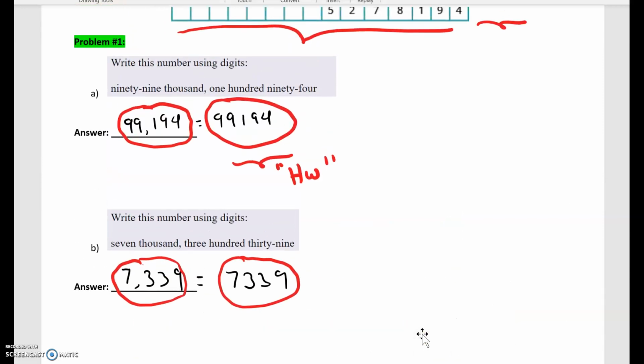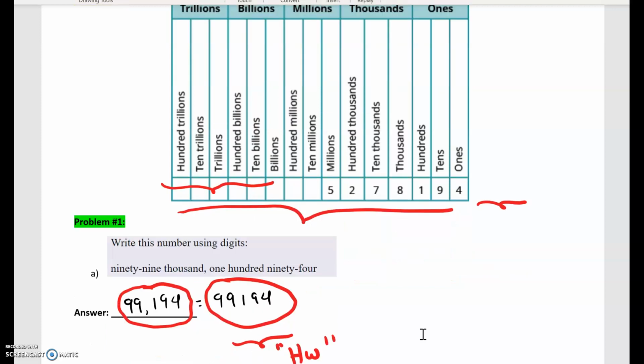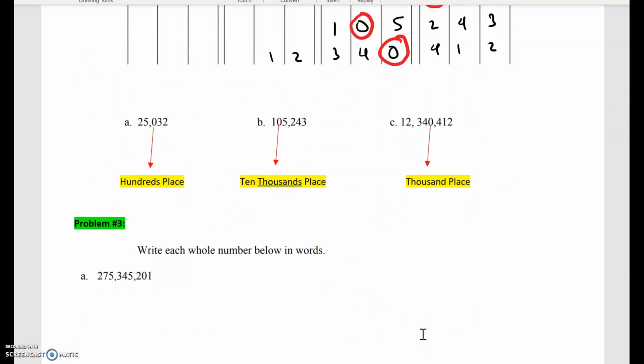Once again, they're looking at a chart that is very similar to this one. I'm not sure if you're going to see problems on the billions, since technically those are numbers that we don't use very often. Okay, so that's actually it for this problem.